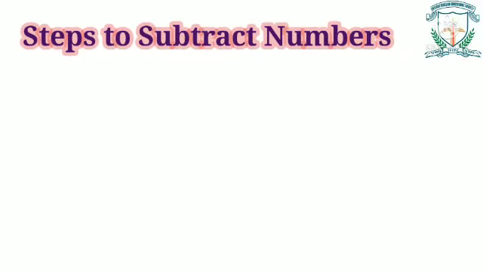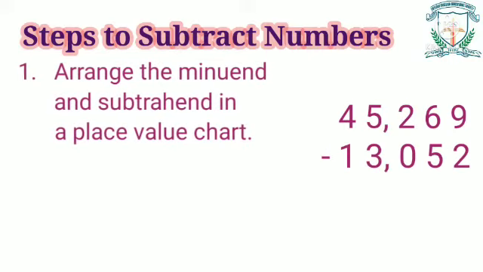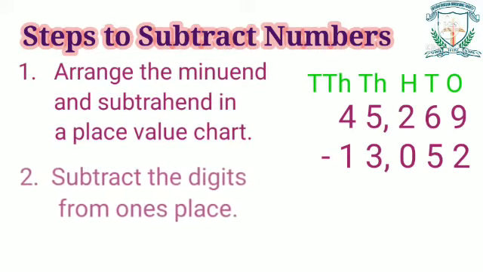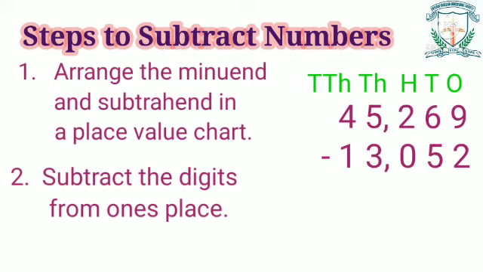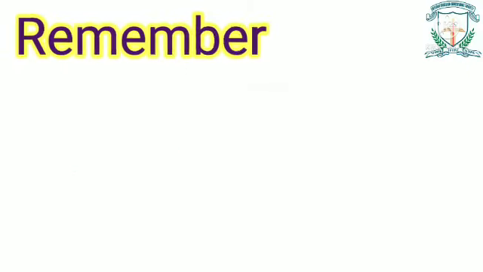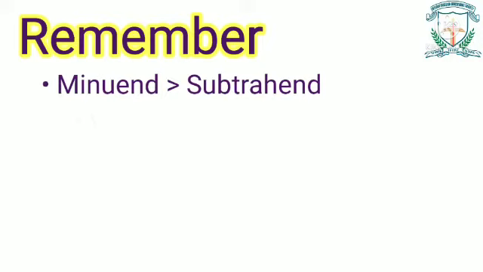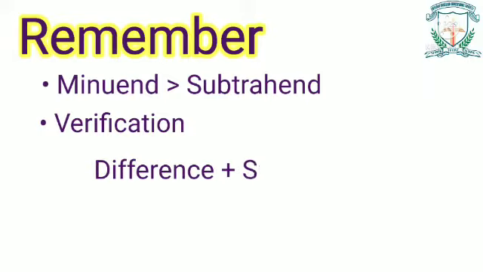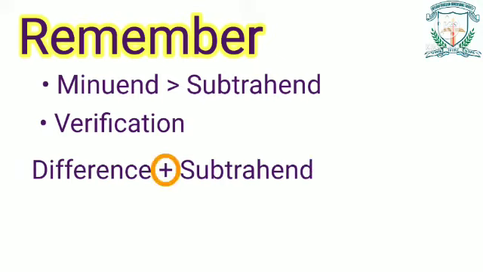We follow these steps to subtract numbers. Step 1. Arrange the minuend and the subtrahend in a place value chart. Step 2. Subtract the digits from one's place. Children, remember, minuend is greater than the subtrahend, and we can verify the subtraction answer by adding the difference and subtrahend. If the sum is equal to minuend, then the difference is correct.